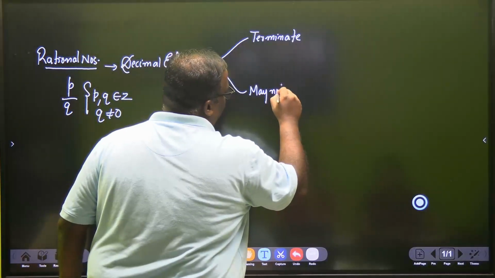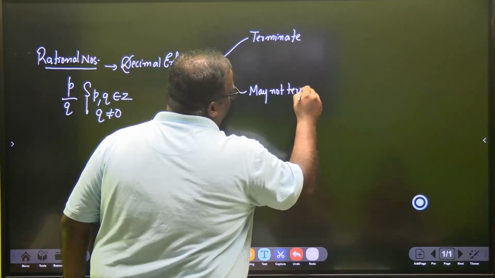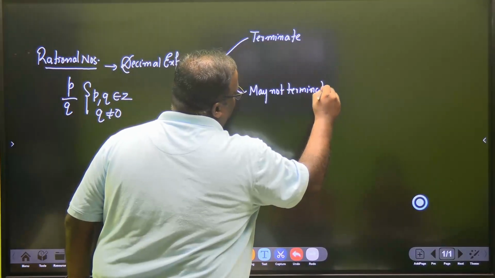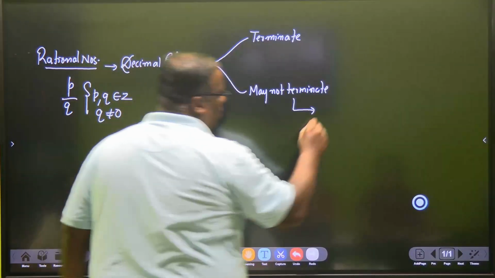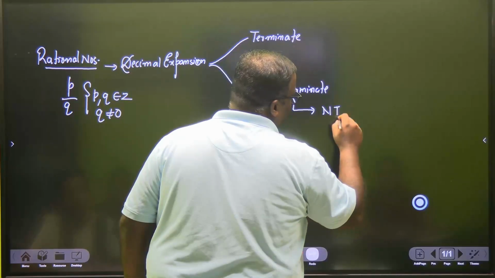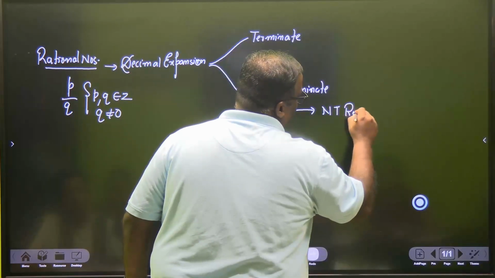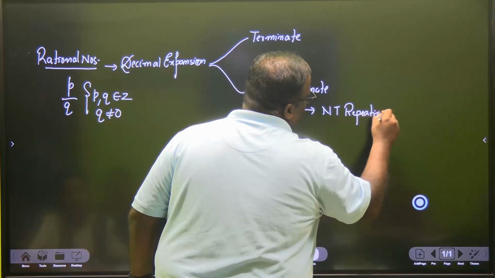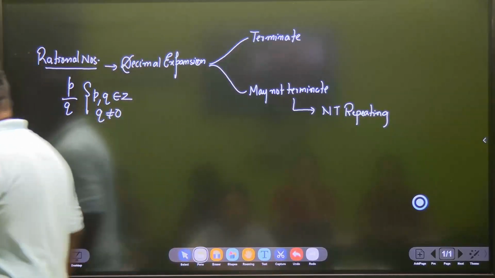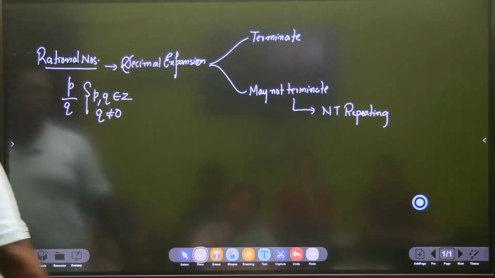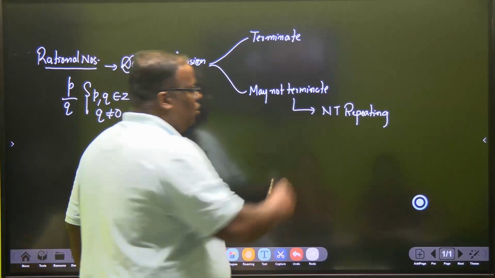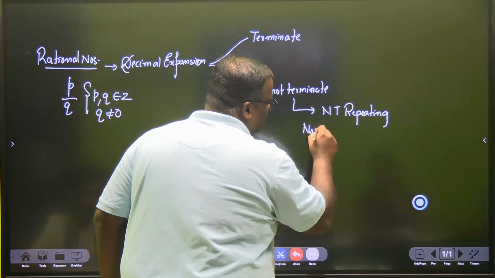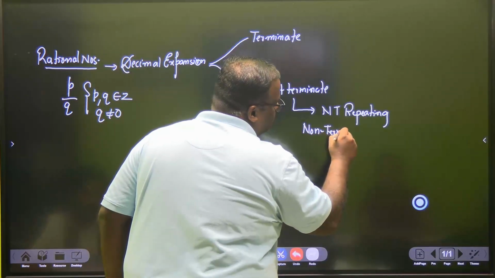And if the decimal does not terminate, then it will always give you what is called NT, non-terminating, however, repeating blocks. Such repeating blocks may be small, or such repeating blocks may be very big also. NT stands for non-terminating.